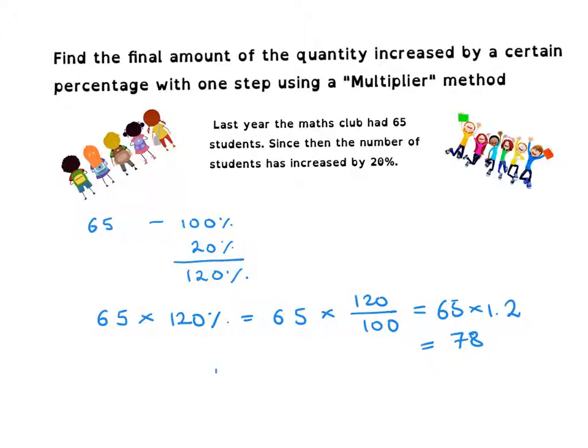So the final number of students or members in the maths club is 78. And this would be a one-step calculation, and it's called the multiplier method.